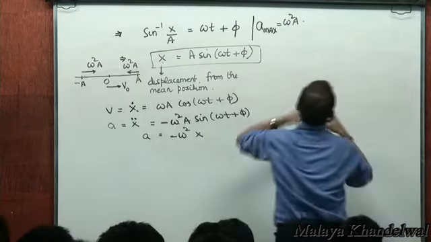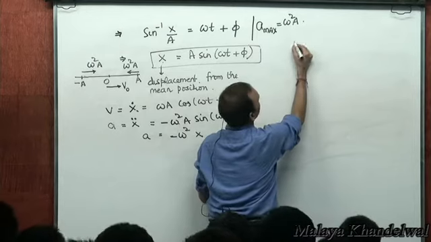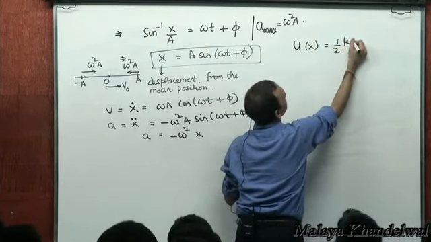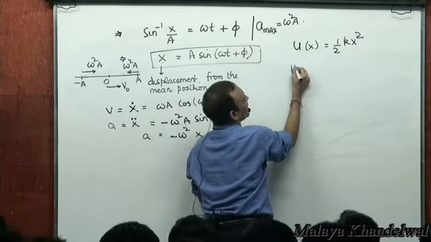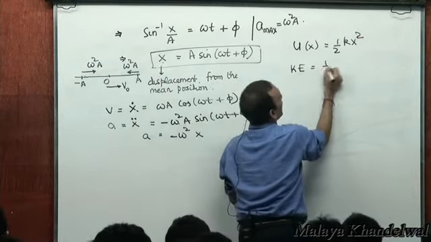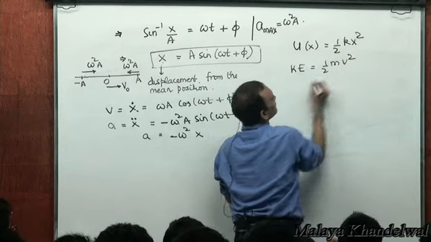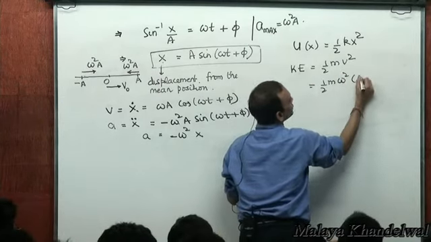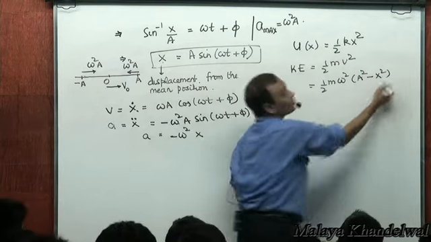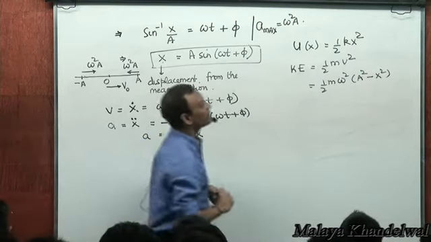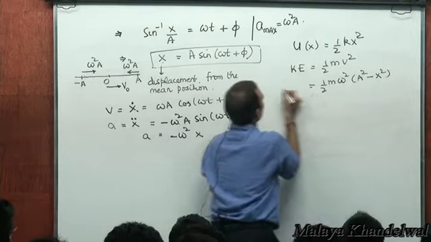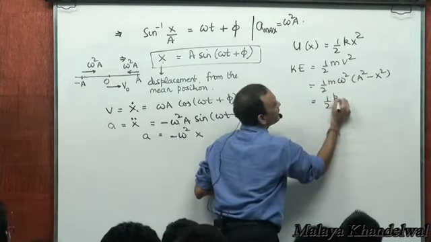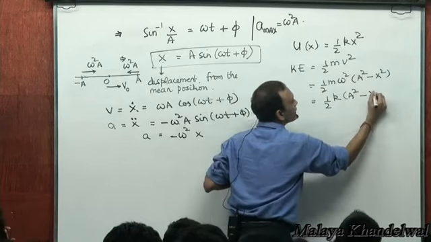In fact, at any given x, the potential energy is half k x squared. At any given x, the kinetic energy is half m v squared, which is half m times v squared, and v squared is omega squared times a squared minus x squared, right? V is omega root a squared minus x squared. So m omega squared, see, omega squared is k by m. So this is like half k times a squared minus x squared.